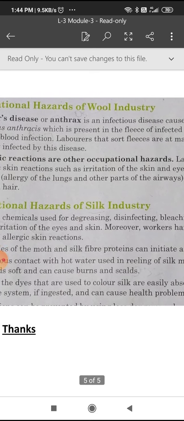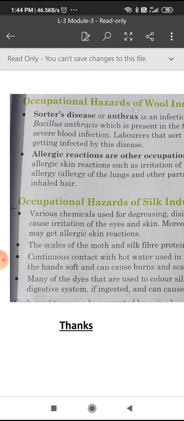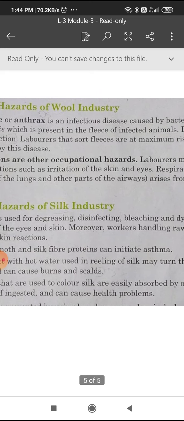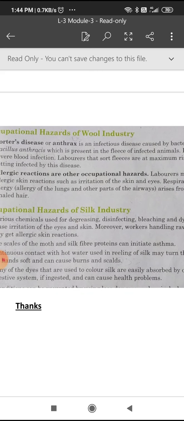Many of the dyes that are used to color silk are easily absorbed by our digestive system, because the dyes are not good and different colors are being used. They inhale them while breathing, and most of them go into the digestive system and may cause many health problems. So these are the occupational hazards of the silk industry, and we can prevent them by using fewer chemicals, by proper ventilation, by washing the hands, and by using gloves when putting hands in hot water. That means people have to be very hygienic, like we are doing now. We have to be very controlled to prevent the diseases.